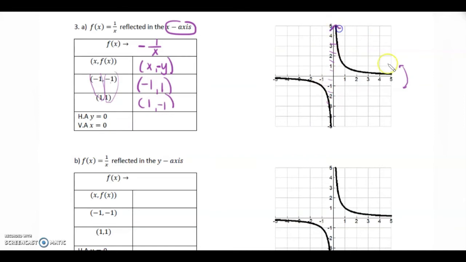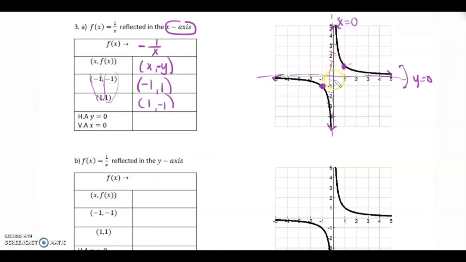And just to review, when we use points, we actually only have to use 2 points. We have to use this point here and this point here. The reason why we only have to choose 2 points is because we really focus on where the horizontal and vertical asymptotes are here. So this is the horizontal asymptote y equals 0 and the vertical asymptote x equals 0.